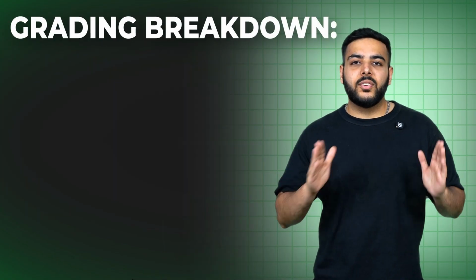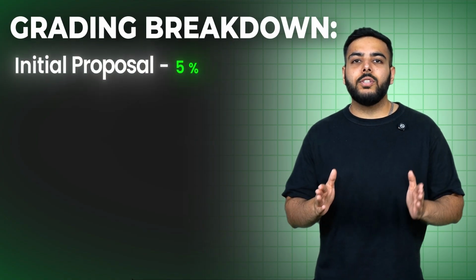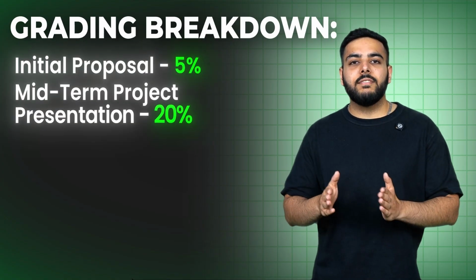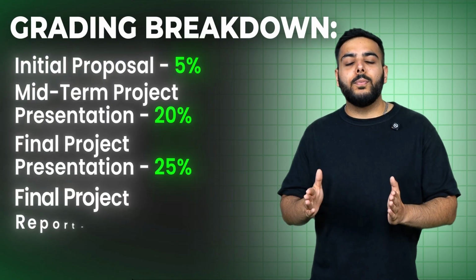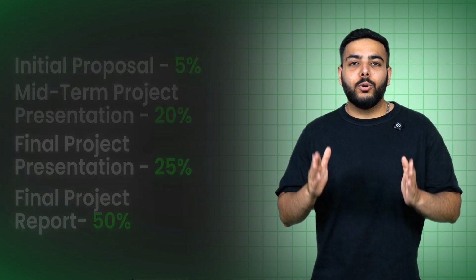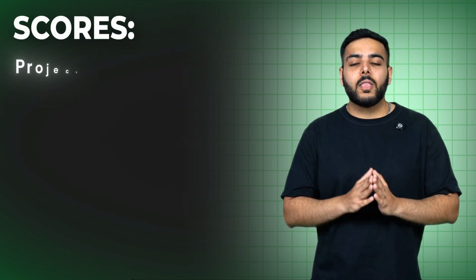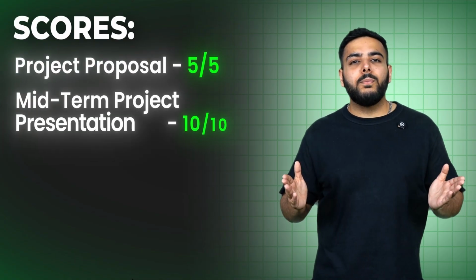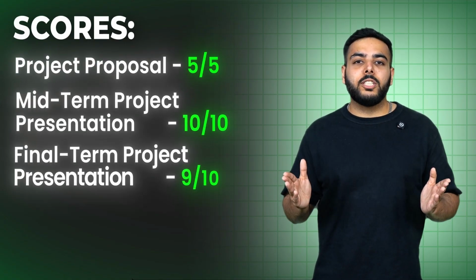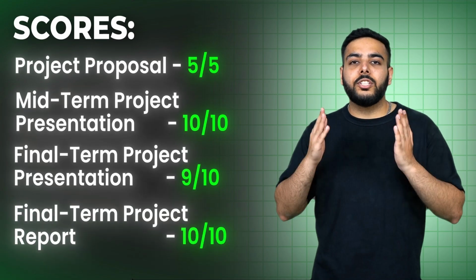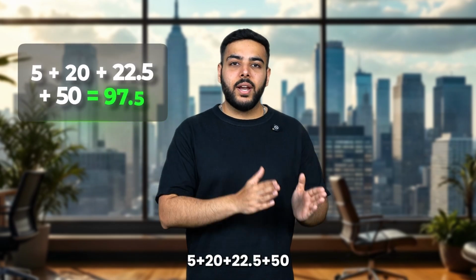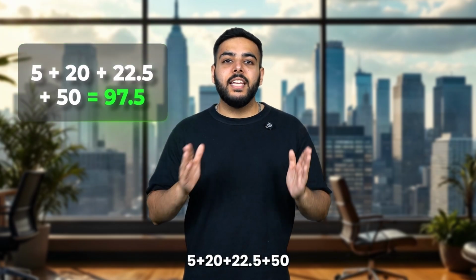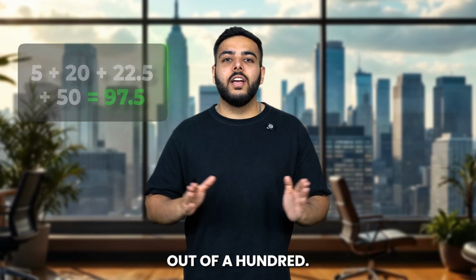For the project, let's assume the grading breakdown is as follows: initial proposal weighing 5%, midterm project presentation weighing 20%, final project presentation weighing 25%, final project report weighing 50%. And let's say your scores for each project portion are as follows: project proposal 5 out of 5, midterm project presentation 10 out of 10, final project presentation 9 out of 10, and the final project report 10 out of 10. Now the final project score in our example is equal to 5 + 20 + 22.5 + 50, equaling 97.5 out of 100.